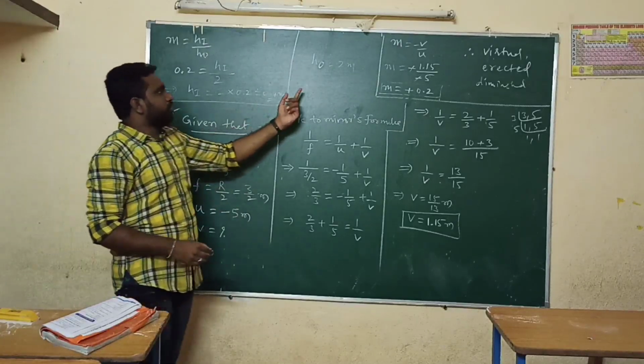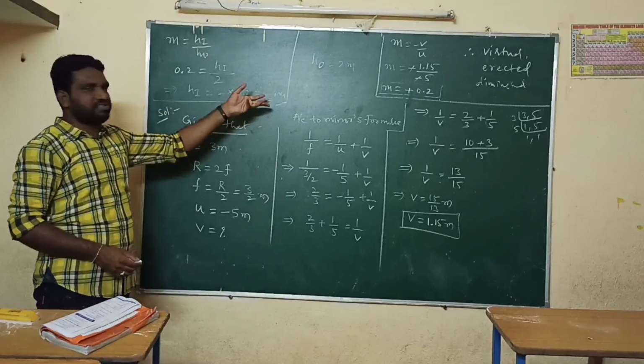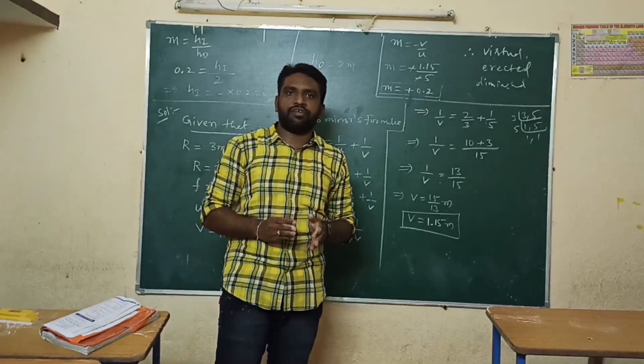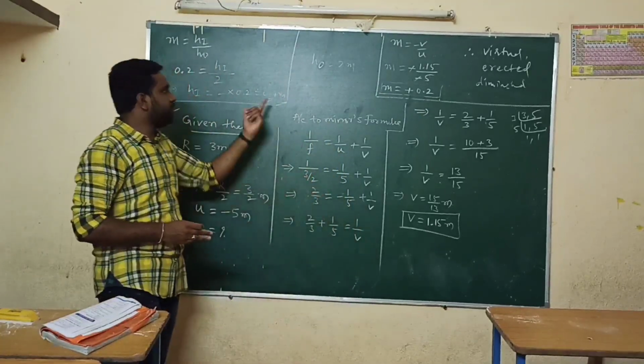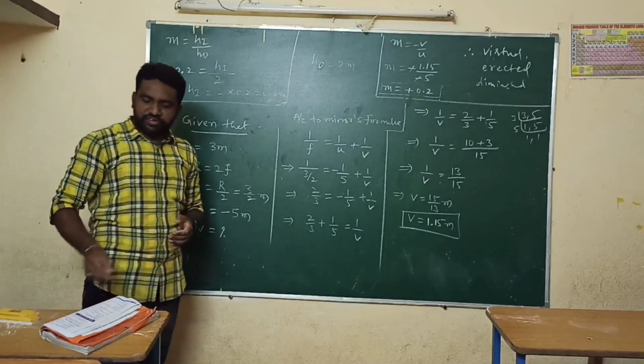If we compare both values, the size of the object is 2 meters and the size of the image is 0.4. So it is correct. Why? Because a rear view mirror means a convex mirror, so it always forms a virtual, erected and diminished image. That's why the size of the image is less compared to the size of the object.